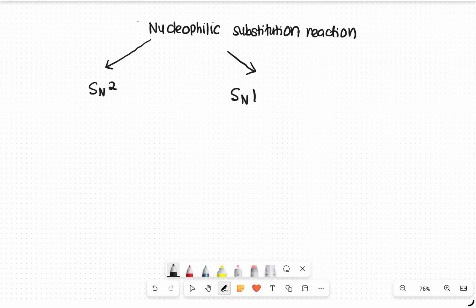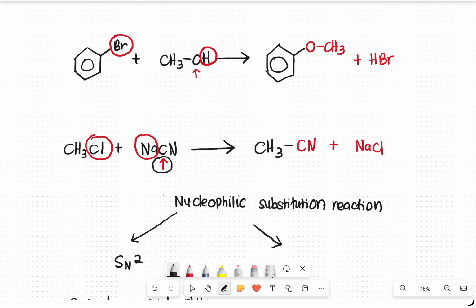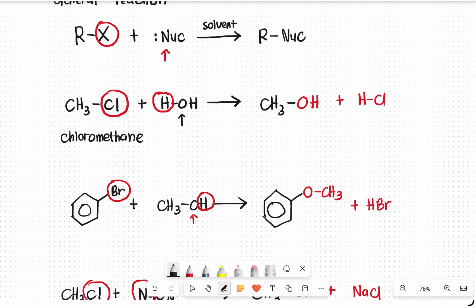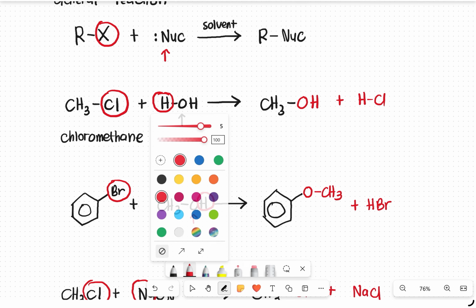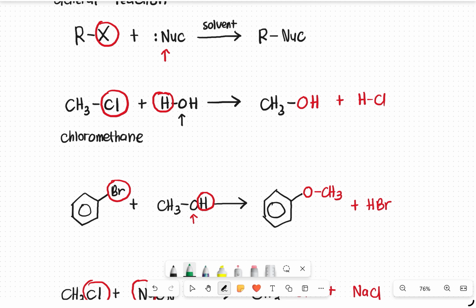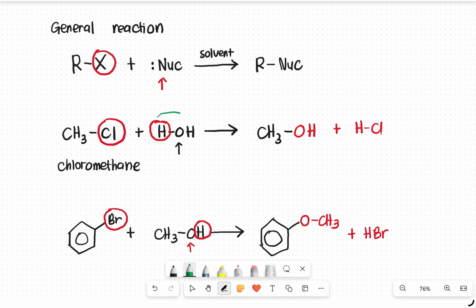Okay, how do we identify whether the reaction undergoes SN2 or SN1? It depends on the nucleophile, the second starting material. As I mentioned earlier, all of this. Wait, I'm using a different color, green. For example, water. This is a nucleophile.